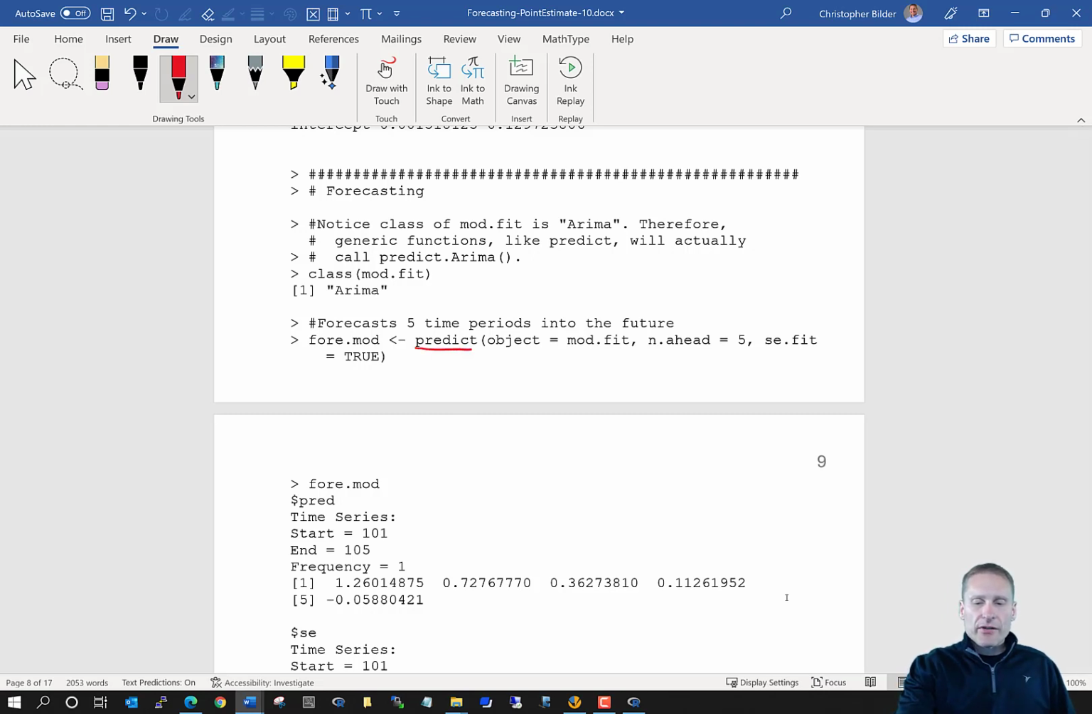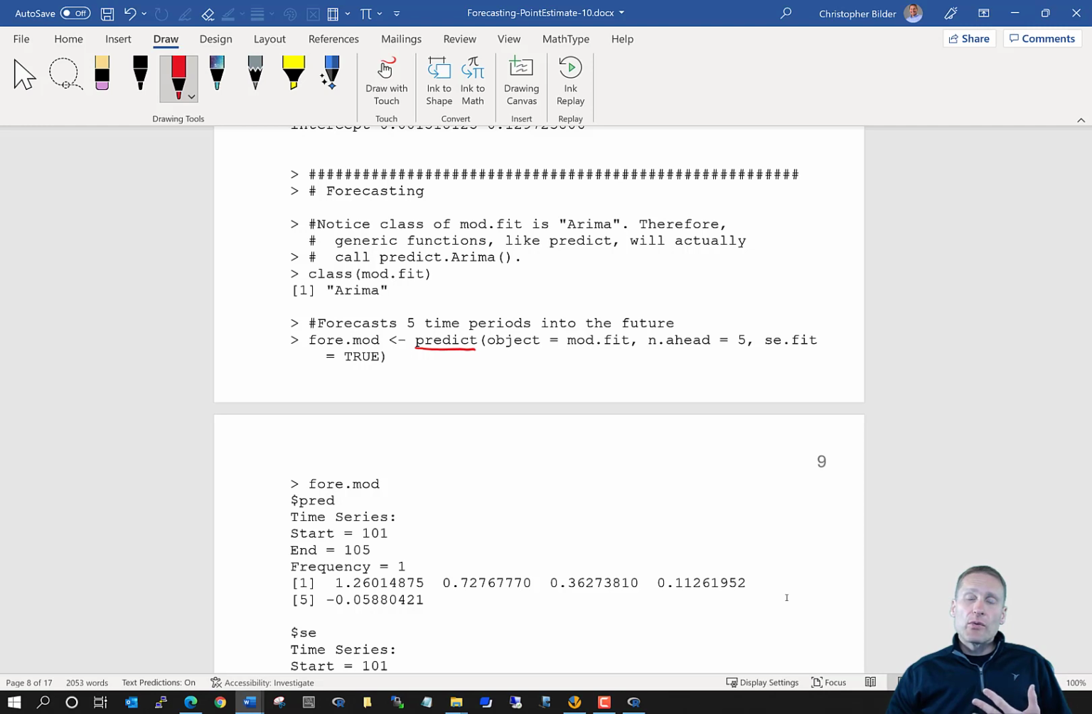The function in R that's used to do the forecasting is called the predict function. You've likely seen the use of a predict function before. So like, for example, with regular old regression analysis to come up with your y hats and the corresponding confidence intervals for the expected value of y, one uses the predict function for it. So the predict function in R is actually a generic function.